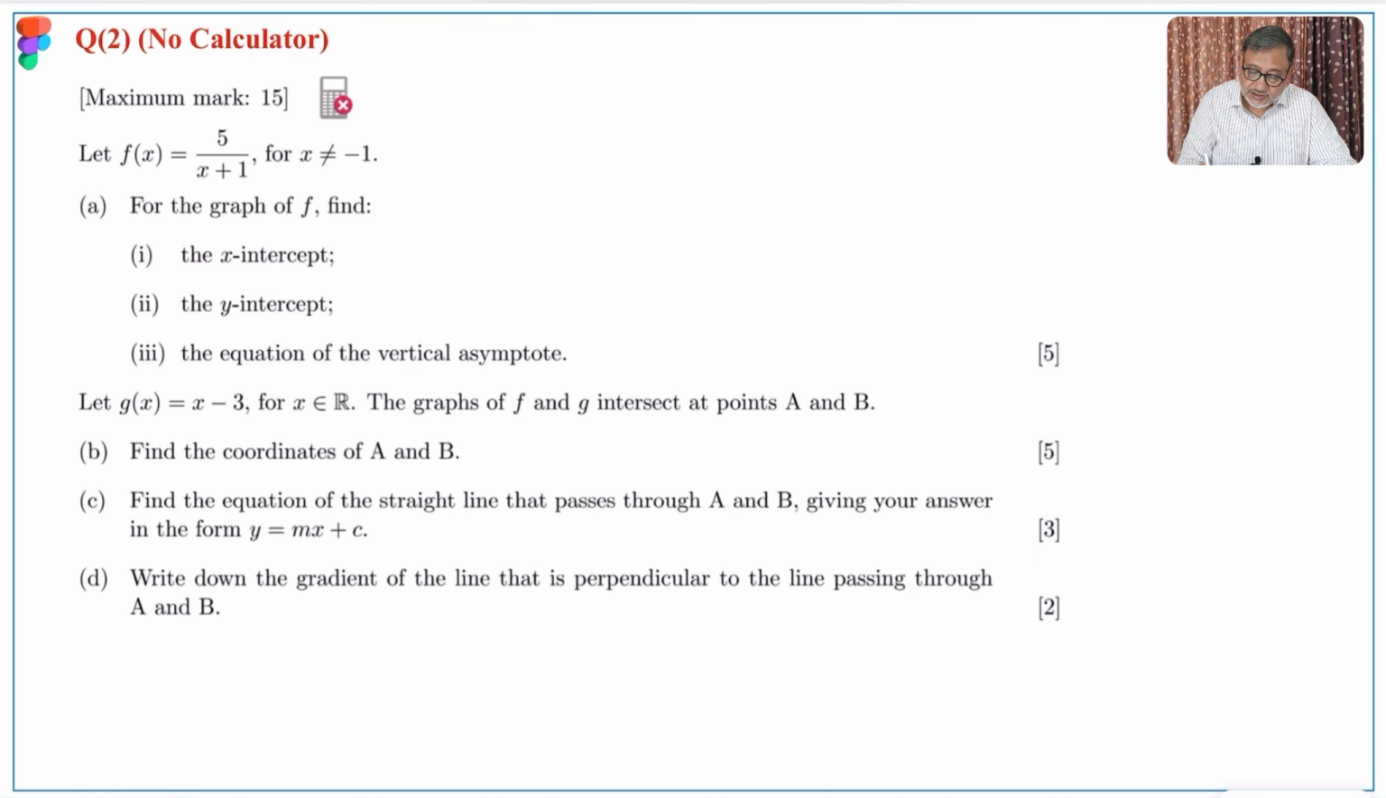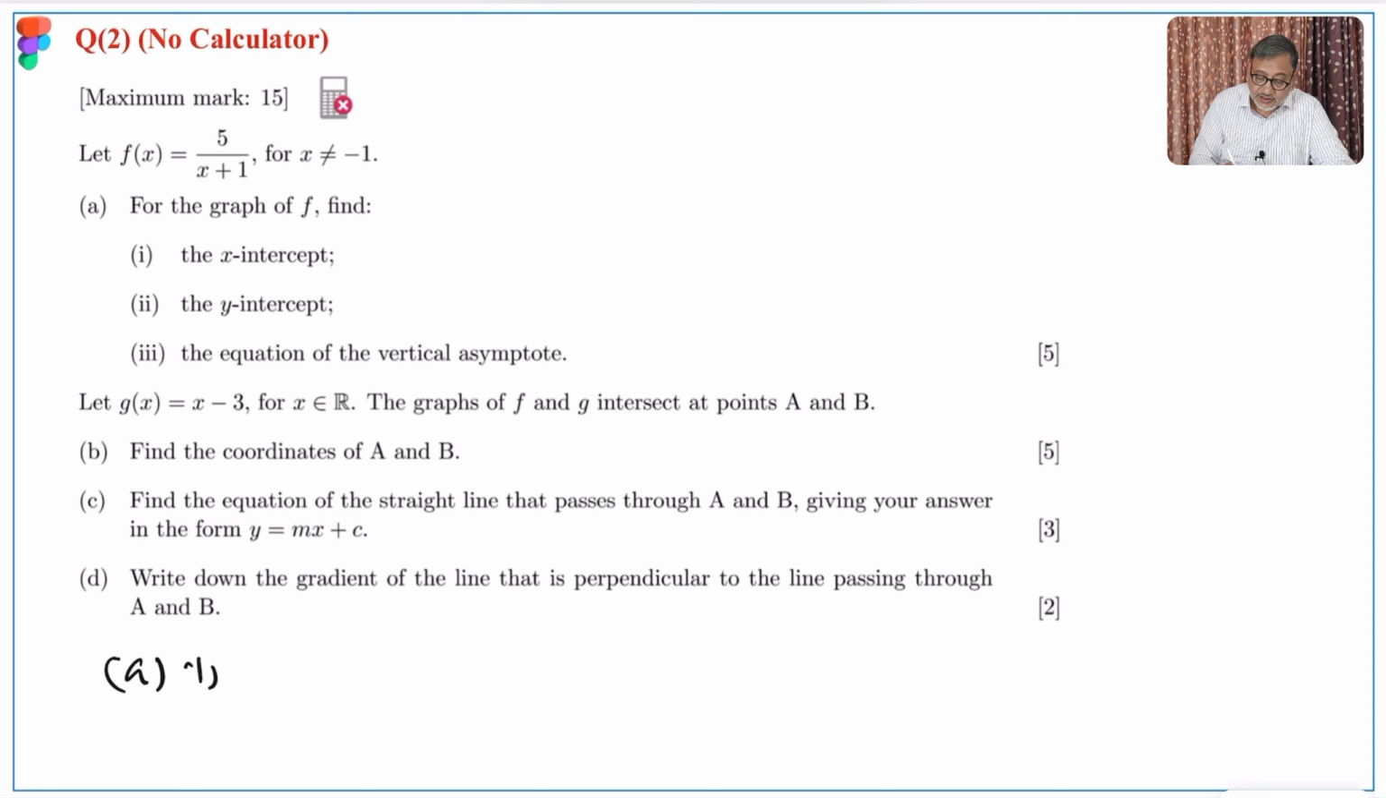Now the next question. Second question says f of x is 5 upon x plus 1, x not equal to minus 1. For the graph of f, find the x intercept, y intercept and the equation of the vertical asymptote. We have to write the x intercept, y intercept and the vertical asymptote. Now look here.